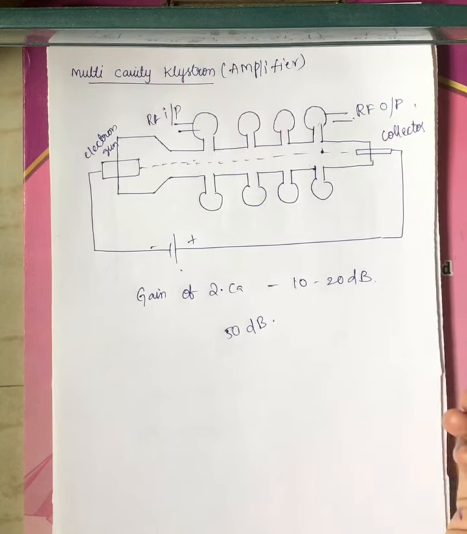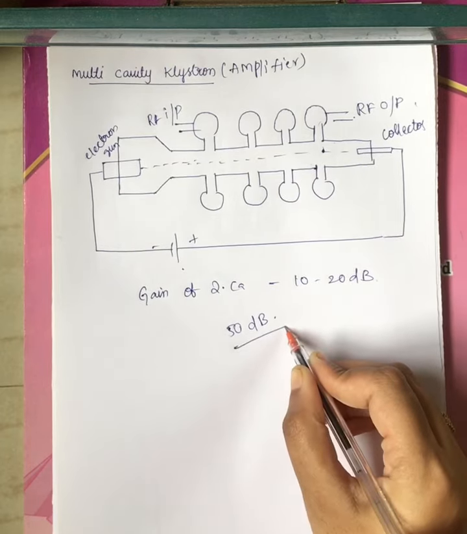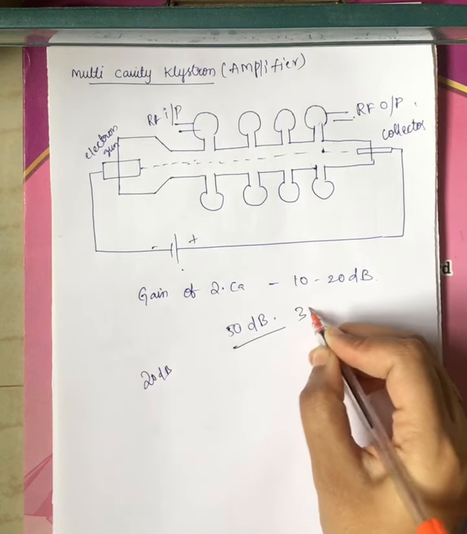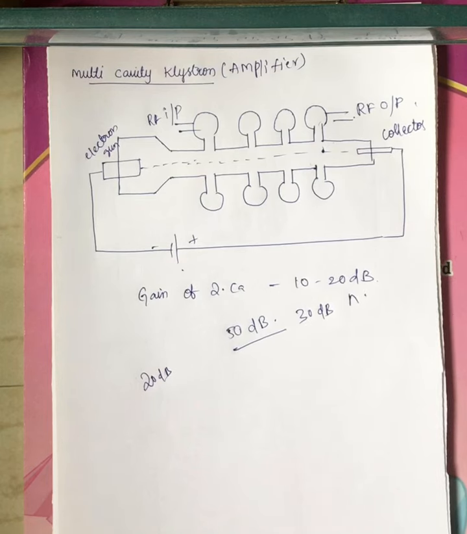Now generally we will prefer a 4 cavity klystron amplifier. Because of this, its gain increases from 20 dB to 50 dB. We can increase it up to 30 dB more. Now this is about the multi-cavity klystron amplifier, which is used to increase gain.